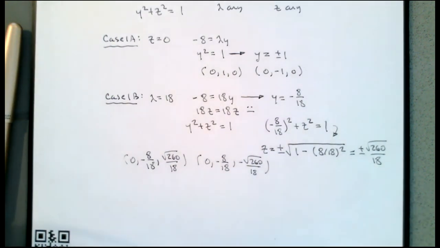Simplifying over here, I needed to solve this equation for z squared. The 18 squared is 324. Wait. 18 squared is 324. And then 324 minus the 64 from the 8 squared is the 260.